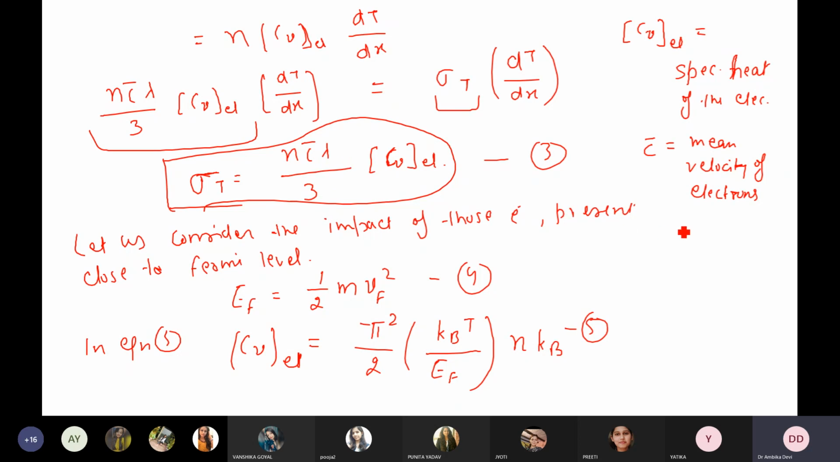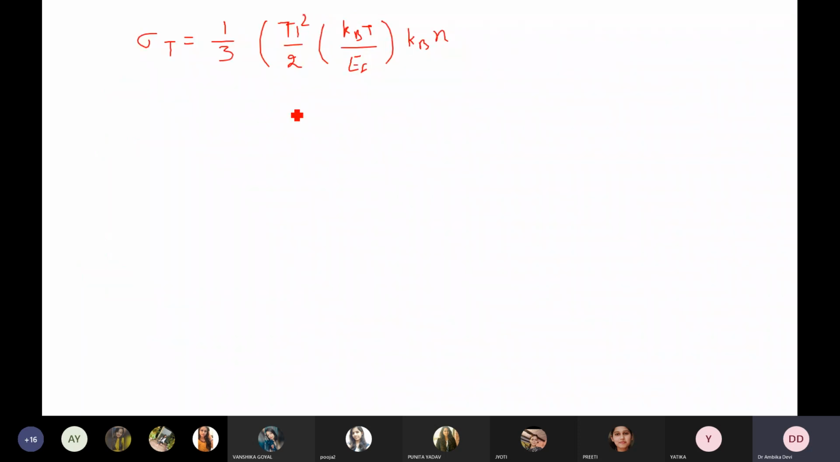Now one thing we have to do: since we are talking at the Fermi level, what is C? C was the mean velocity of all the electrons, but we are talking about only those electrons present at the Fermi level, and the velocity of those electrons is Vf. Now instead of C bar, we will be writing Vf. Similarly, lambda is the mean free path, so the mean free path at the Fermi level we will say is lambda f. So C bar will be replaced by Vf and lambda by lambda f. So this equation will become Vf lambda f, and it could be simplified further.